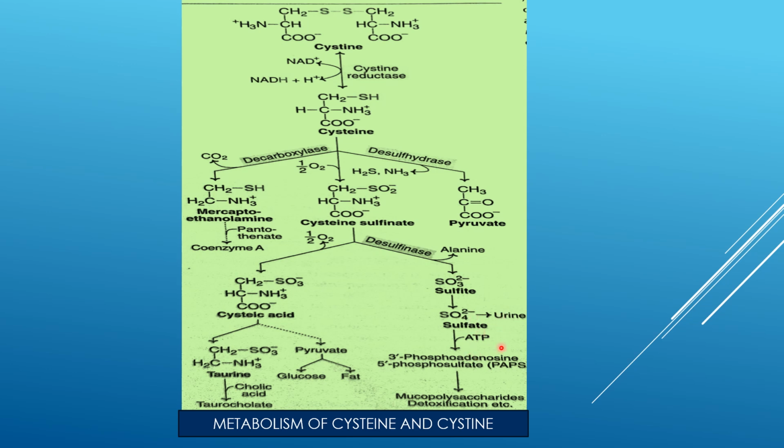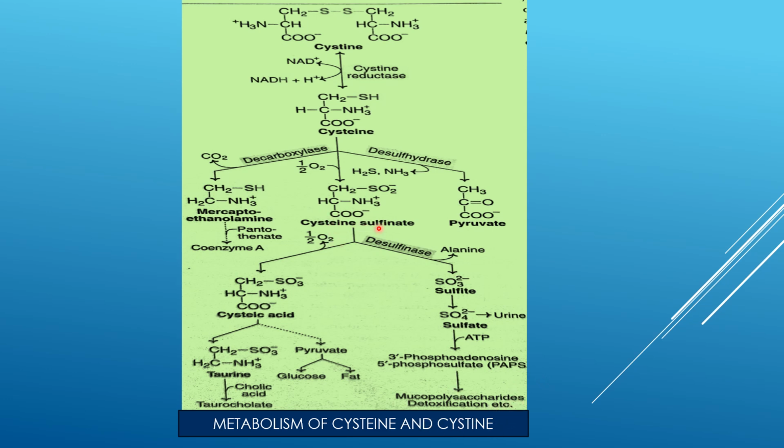This sulfate is incorporated via ATP into PAPS, that is, 3 prime phosphoadenosine 5 prime phosphosulfate. In brief, it is called PAPS, which is an important source of sulfur, a sulfur donor, and acts as an intermediate in various metabolic reactions. And then it has an important role in the synthesis of various sulfur-containing mucopolysaccharides and in detoxification reactions.